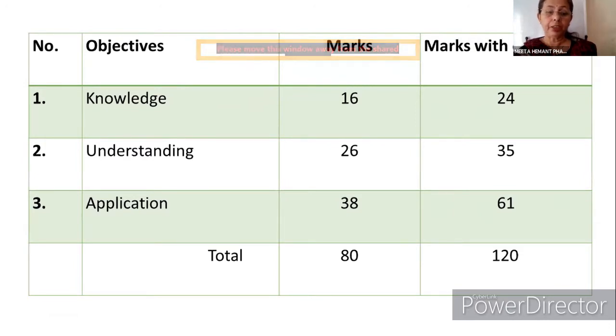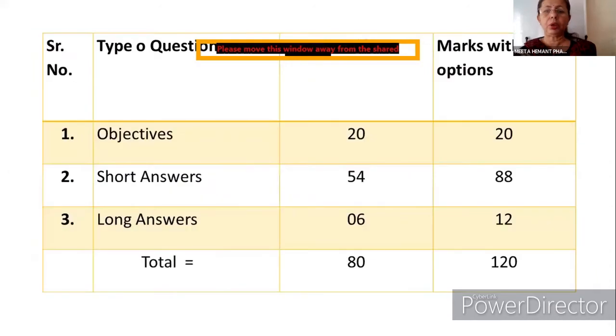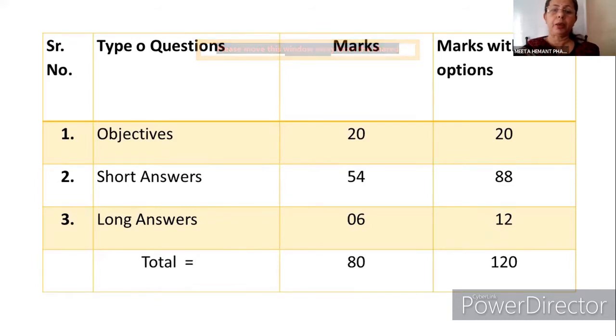Then for application, maximum application, 38 marks, and optional marks are 61. Total 80 marks and optional marks are 120. As far as knowledge is concerned, only 24 marks for option. But more than knowledge is understanding, and more than understanding is application. So you have to apply the principles of logic more. You must learn to apply them because you are applying them in your day-to-day life.